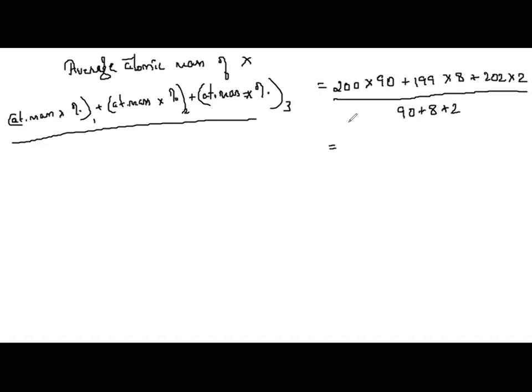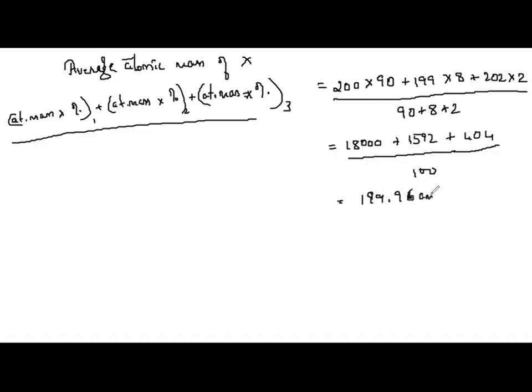So solve it out. 200 into 90 is 18000, plus 199 into 8, which is 1592, plus 404, correct? The whole divided by 100, right? How much do we get? Solve it out. You will get the answer 199.96. And what is the unit?